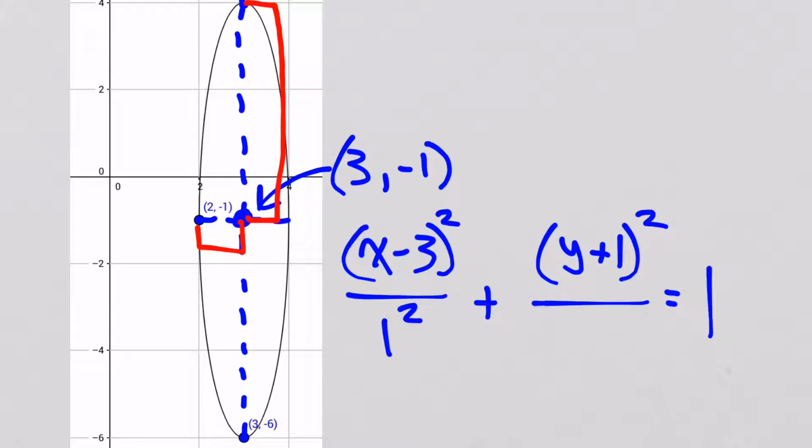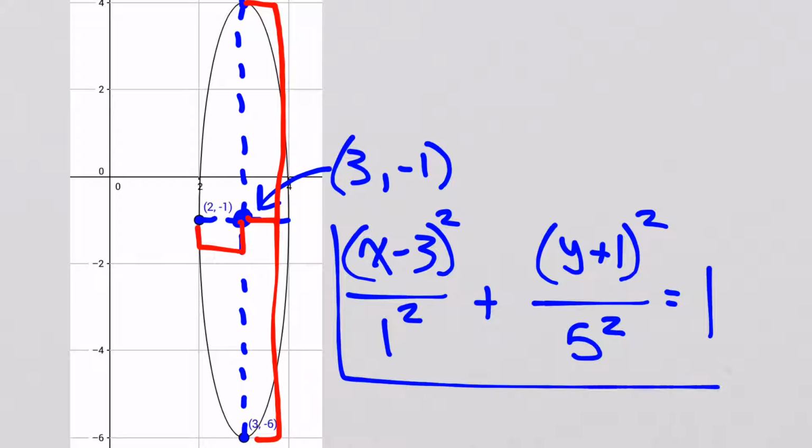but I can find that same measurement by simply going down to this point, because that point I know for certain is at a y value of -6. So from -6 to -1, how far am I going? I'm going a distance of 5, so I need a 5 squared underneath that y term. The equation for an ellipse does not work differently if it's vertical or horizontal.